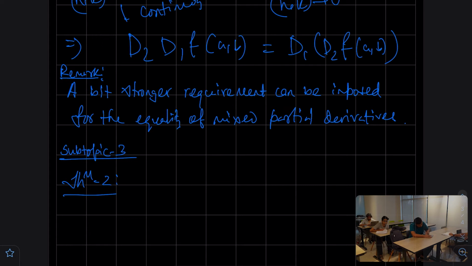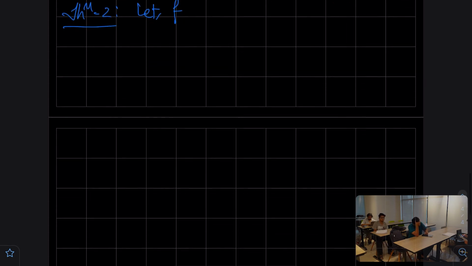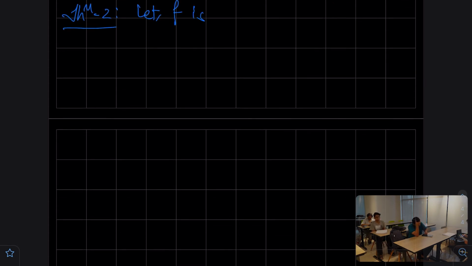What is it? A bit stronger. That's what I'm going to write down. In the proof we are demanding that D12 and D21 are both continuous at the point (a, b). However, we can say only one continuous, not both. This is not natural, and it can be shown. So this is the fun part of this.